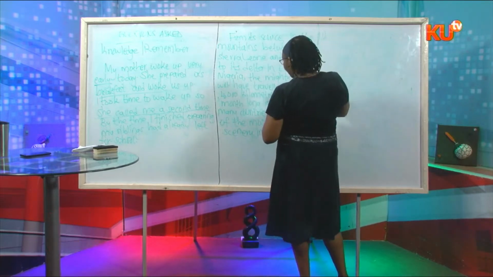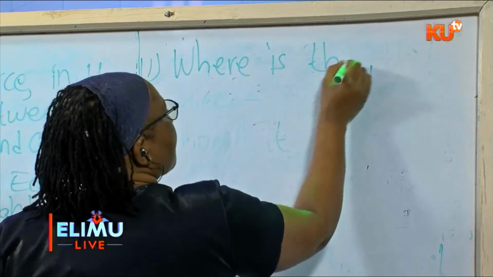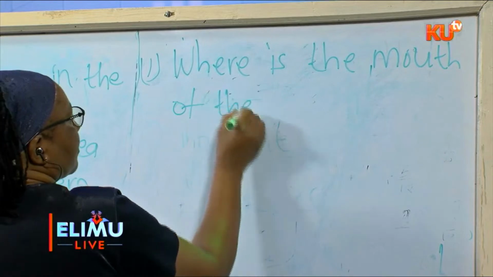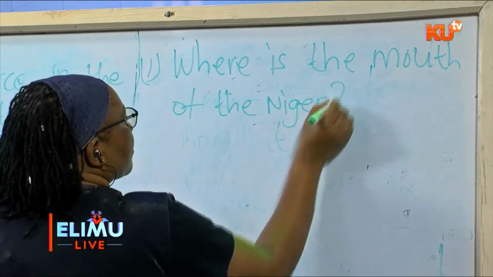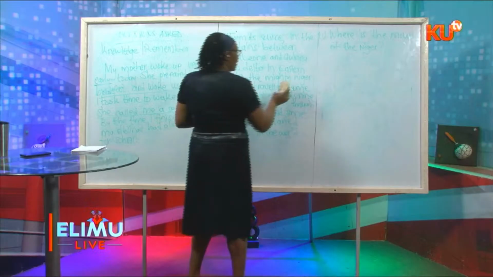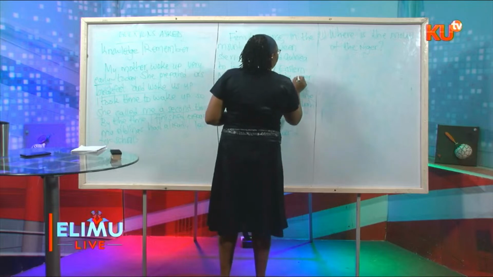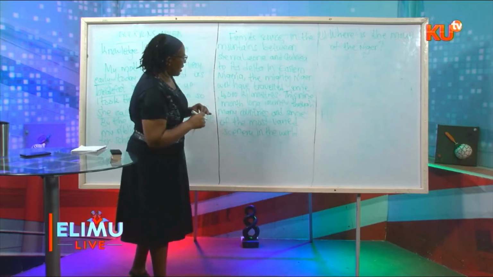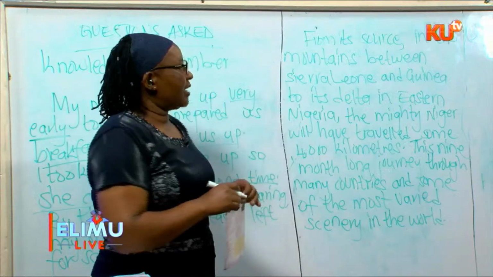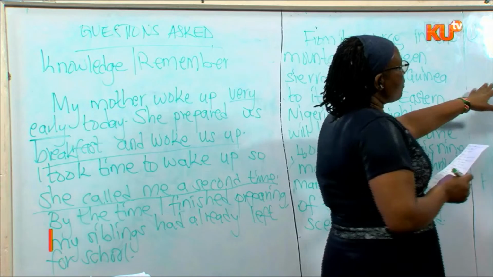Question 1 may ask, where is the mouth of the Niger? Now, the Niger is what has been talked about here. From this short paragraph, the topic is physical features. Physical features is learned in social studies, it is a topic in social studies. And so, where is the mouth of the Niger?